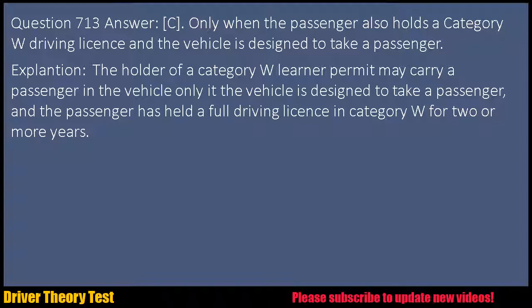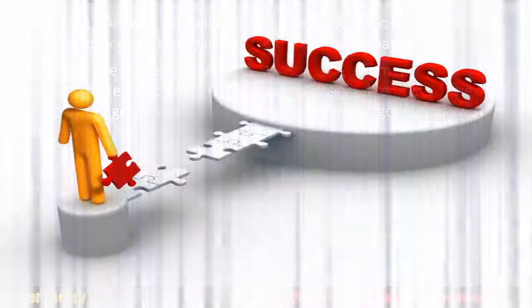Explanation: the holder of a Category W learner permit may carry a passenger in the vehicle only if the vehicle is designed to take a passenger, and the passenger has held a full driving license in Category W for 2 or more years.